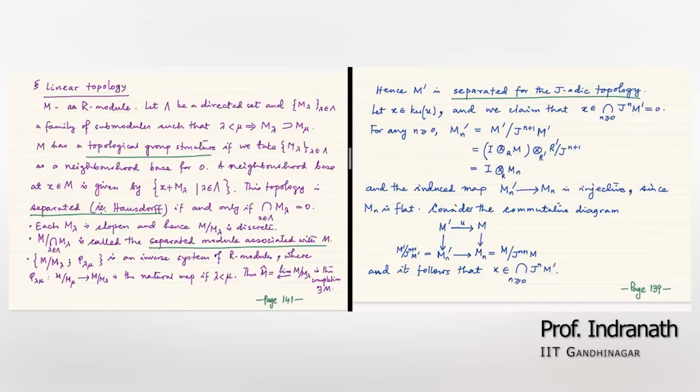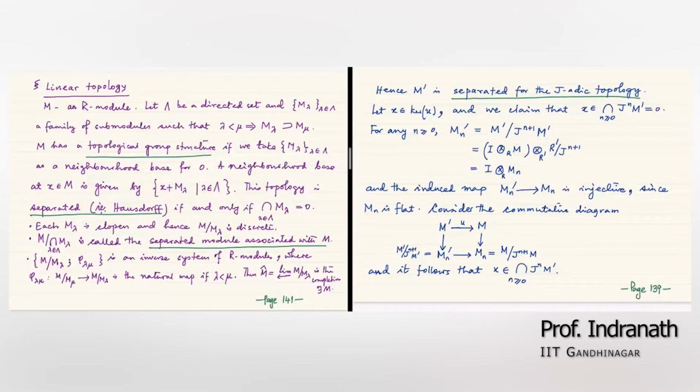And the neighborhood base at x is very standard. Since you have started with a module, it is enough to give just the neighborhood base at the origin, and then you translate it. So for any x in M, the sets x plus M_lambda, lambda over capital Lambda, give you a neighborhood base with respect to any point x. So this topology is separated or Hausdorff, that's what it means. For our terminology, separated is Hausdorff, or otherwise as Matsumura takes it. And this is if and only if the intersection of the M_lambdas is 0.